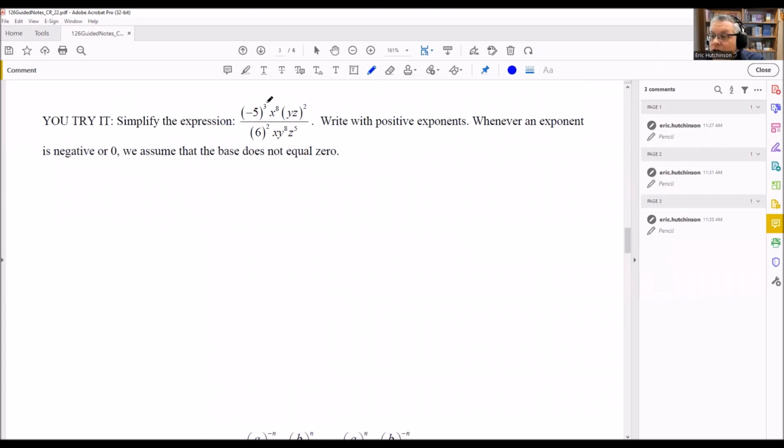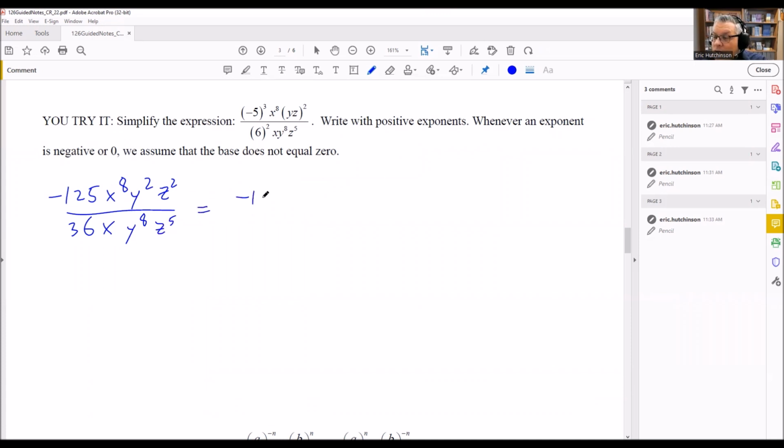First, we take care of the exponents and we raise everything to the powers. -5 cubed, since again, we have a negative number raised to an odd power. That means this is going to be -125. If this was an even power, that means this number would be positive. But since there's a negative being raised to an odd power, we get -125. Then you have x to the 8. And then each of these, we're squaring it. So we have y squared, z squared. On the bottom, you have 6 squared, which is 36. You have x, and then y to the 8th, and then z to the 5th power.